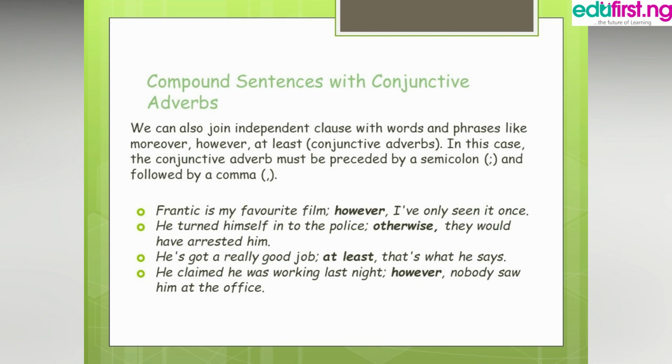Frantic is my favorite film; however, I've only seen it once. He turned himself in to the police; otherwise, they would have arrested him. He's got a really good job; at least, that's what he says. He claimed he was working last night; however, nobody saw him at the office.